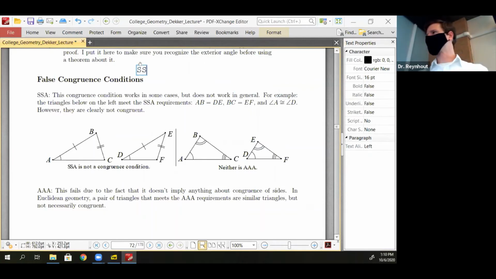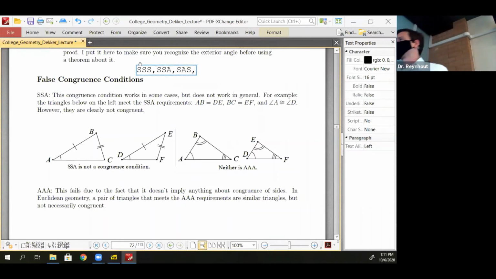So we have side, side, side, which we haven't talked about yet, but we will. We have side, side, angle, which is what we're about to talk about now. We have side, angle, side, which is what we started off with. So we know that that one works. So I'm just looking at what are all the possible combinations, right? So there's three. If we're choosing three of them, what can we come up with? So side, side, side, side, side, angle, side, angle, side.